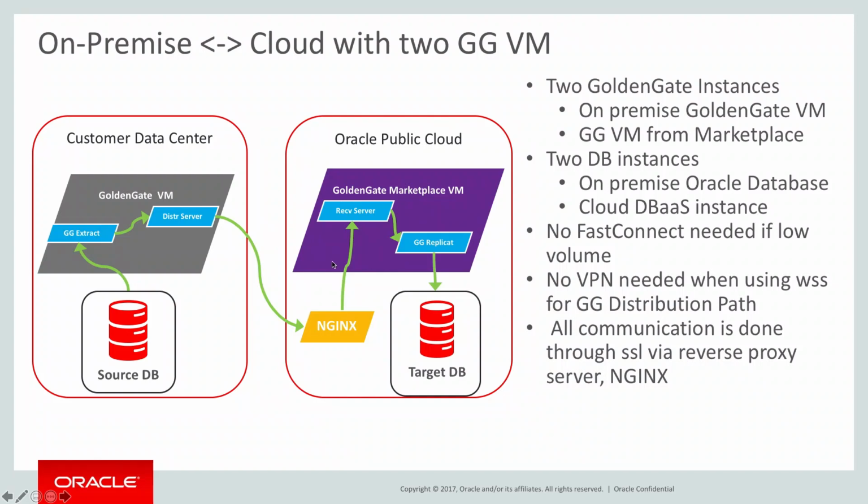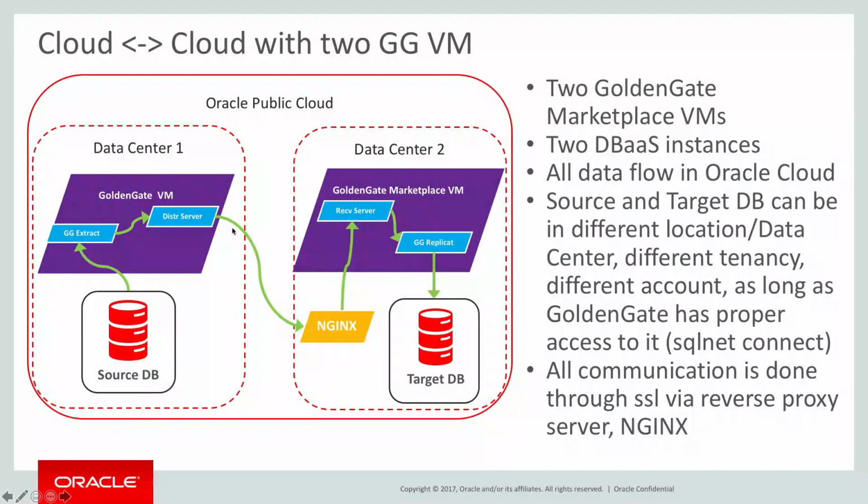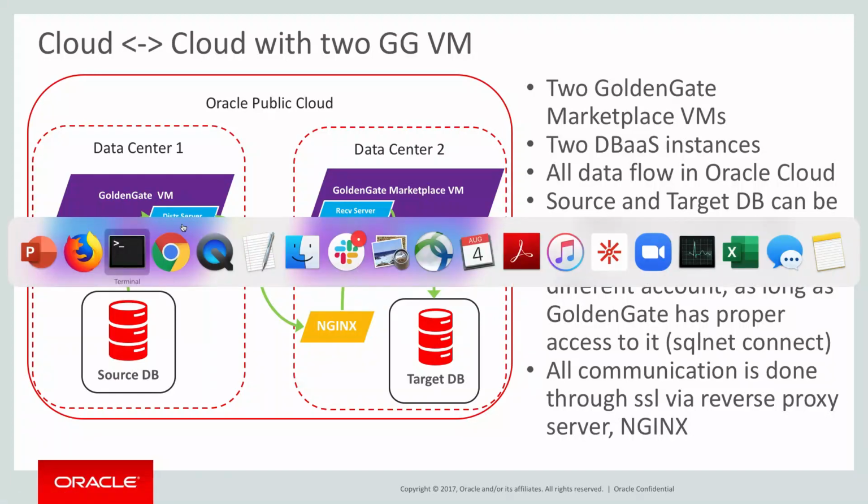And if you have two GoldenGate Marketplace VMs running, which I'm showing you here, it's basically the same configuration, but the configuration step is a little bit easier because we do have a special script in there to help you copy the target side nginx certificate into the wallet in the distribution server.